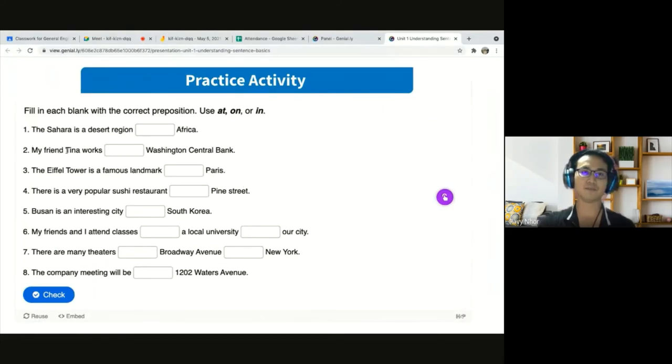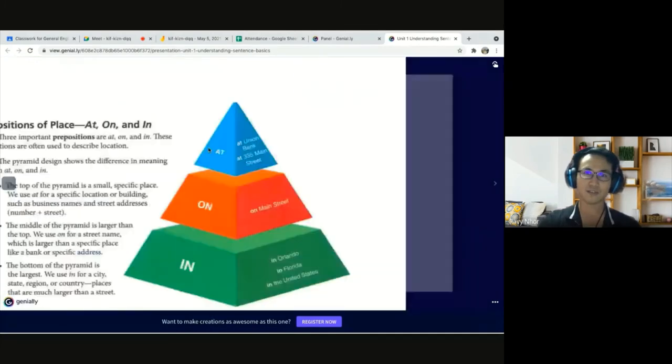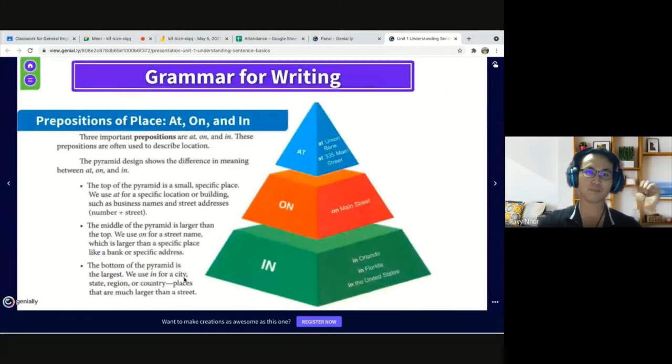Number one, the Sahara is a desert region in Africa. We use in for city, state, region, or country, places that are larger than a street. For a street, we use on, not in.